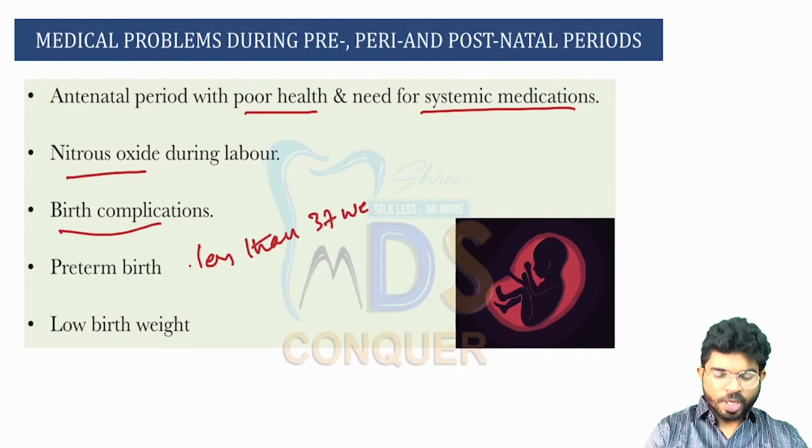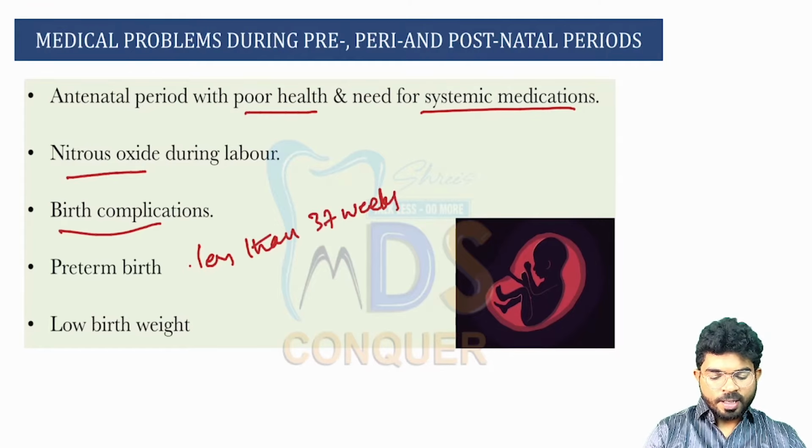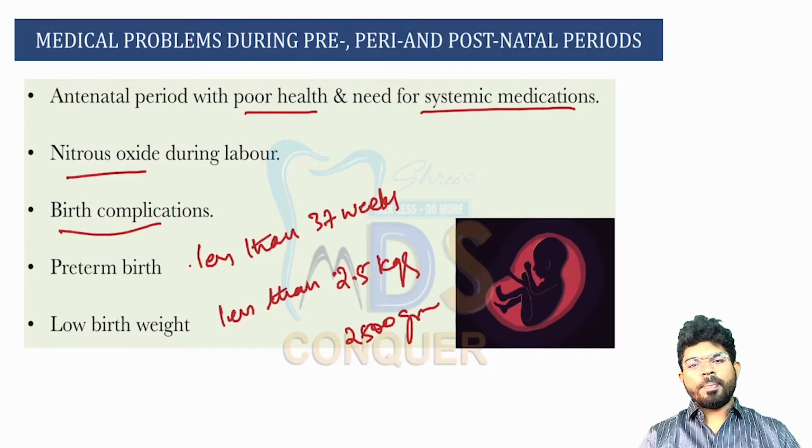Very frequently asked, what is a preterm baby? Preterm baby means less than 37 weeks, or low birth weight. Low birth weight is nothing but less than 2.5 kgs or 2500 grams. Okay, so these are the main medical related pre, peri and postnatal disorders which can lead to MIH. They can be considered as an etiology.